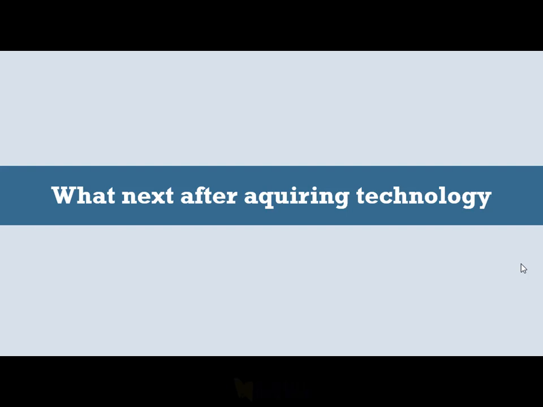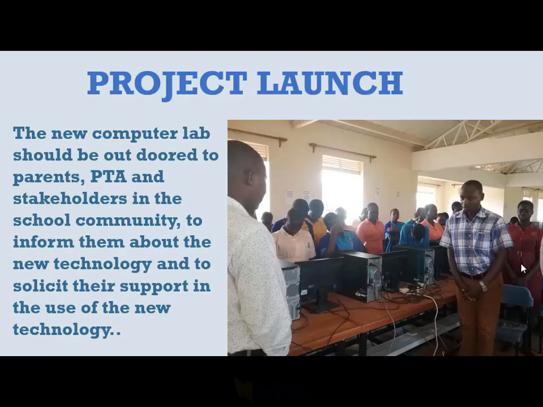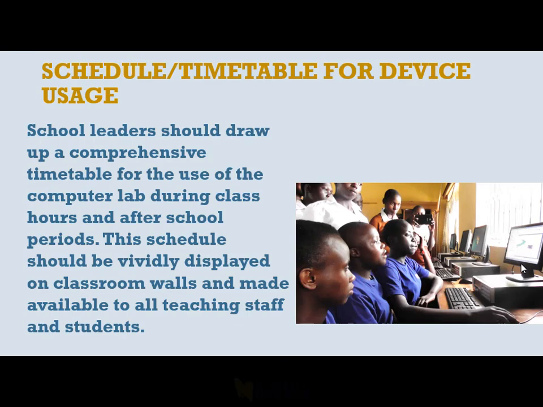So what's next after acquiring technology? Now in a school, of course, we have your lab launch, and the new computer lab should be unveiled to parents, PTA, stakeholders, and visitors in the school. They should come around and see what you have. You can launch it maybe with a prayer, but also ensure that people have access to it. There's a schedule timetable for device usage.